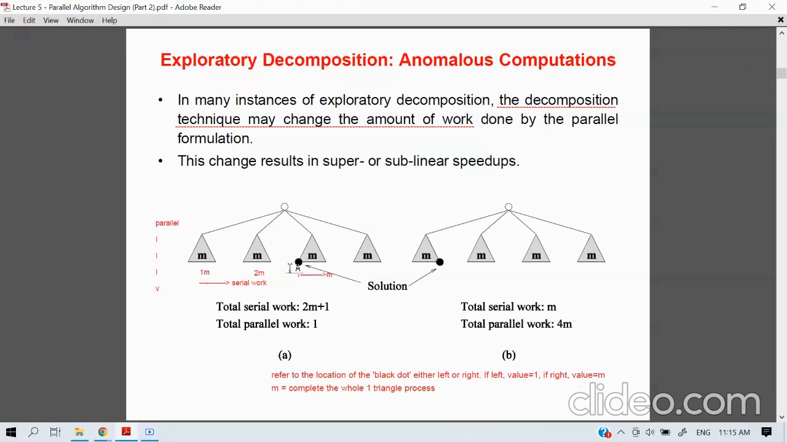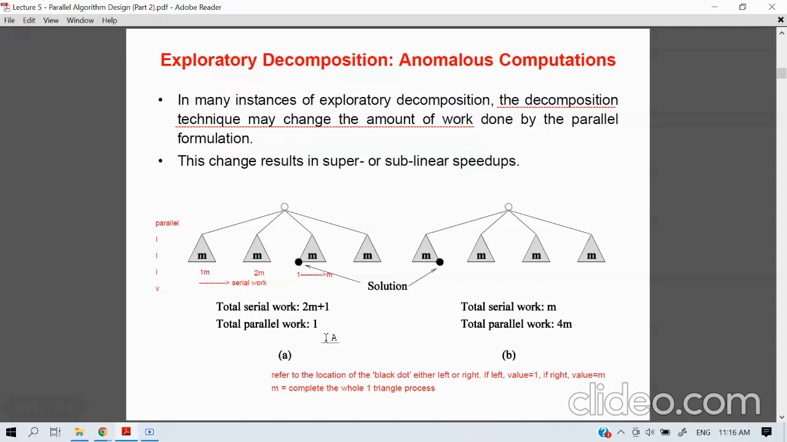But the difference is, please look at the circle dot. In the first diagram, the circle dot is at triangle number 3 and located at the left side of the triangle. In the second diagram, the circle dot is located at the first triangle and is at the right side. So the difference is in the total serial work and also the total parallel work. Let's look at them one by one.